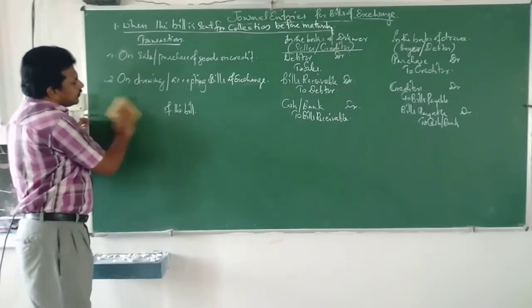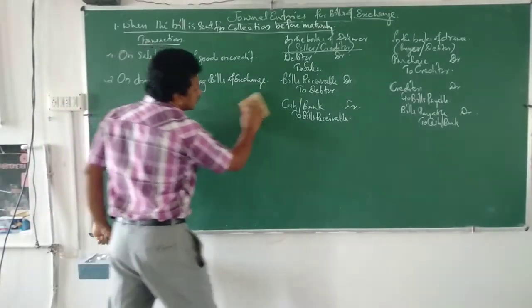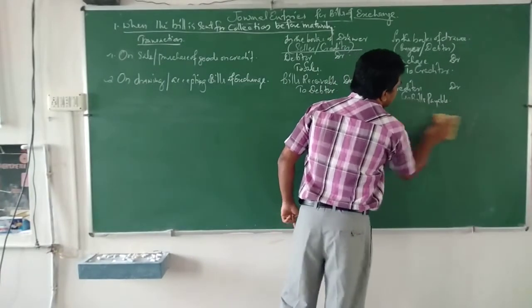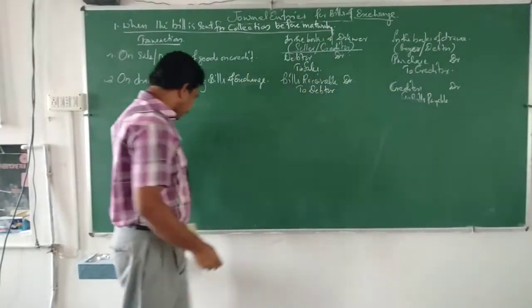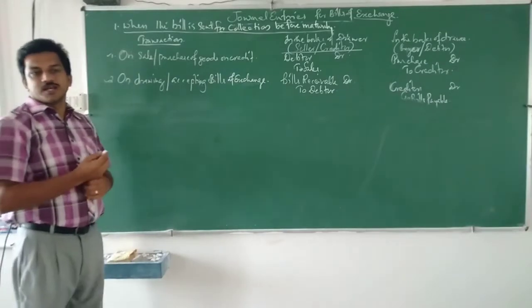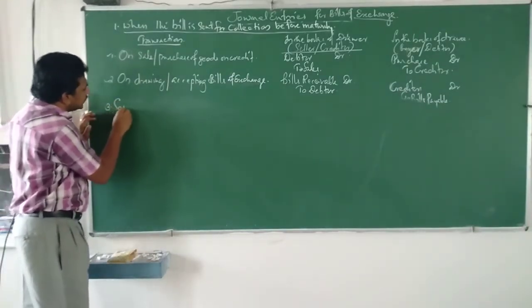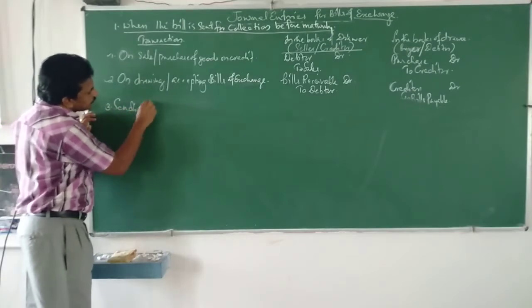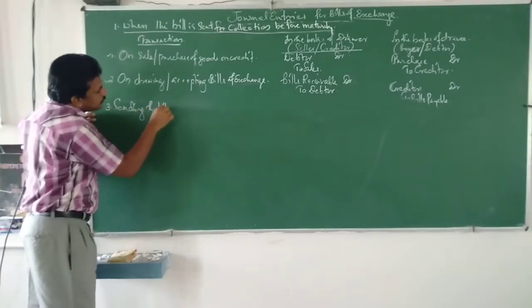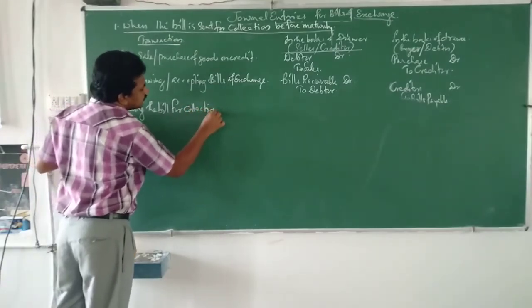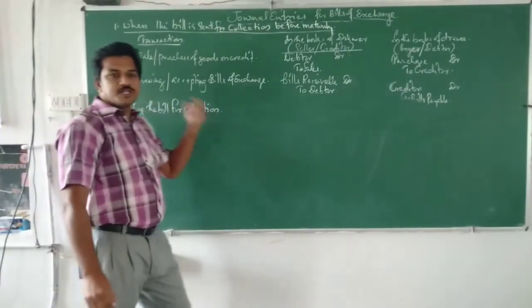And the difference is there in the third journal entry. This third journal entry will be changed. Now he sent the bill for collection. So that can be the narration here: sending the bill for collection. What will be the journal entry?